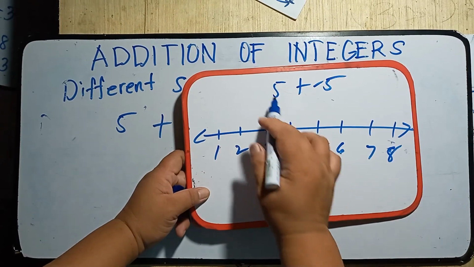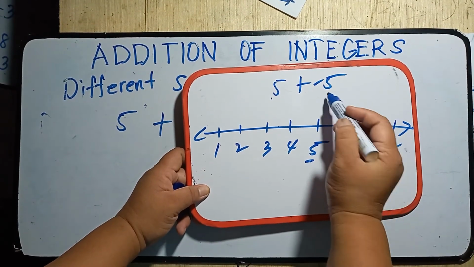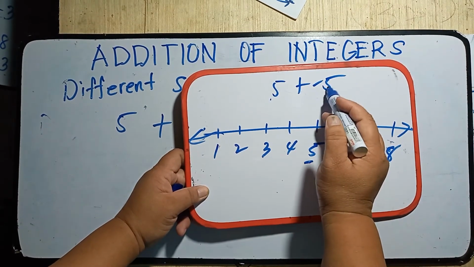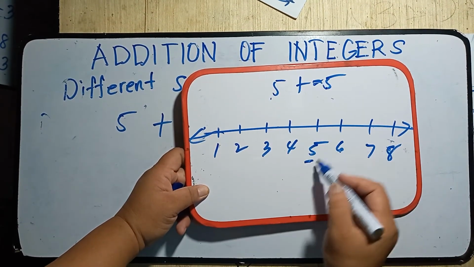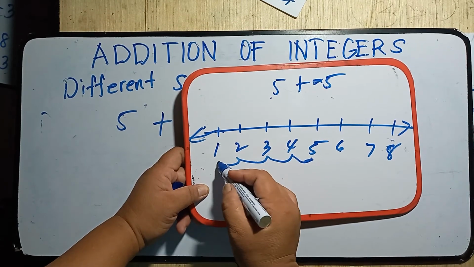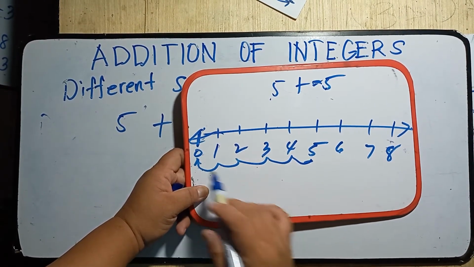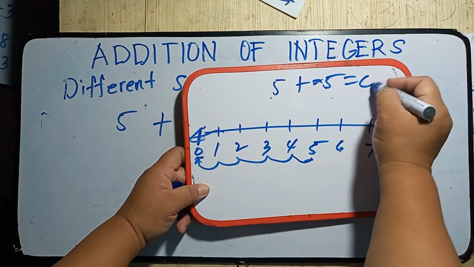Okay, number line, 5. Move ka ng 5 units to the left kasi negative ito. 1, 2, 3, 4, 5. Okay, 0. Yan. So, the answer is 0.